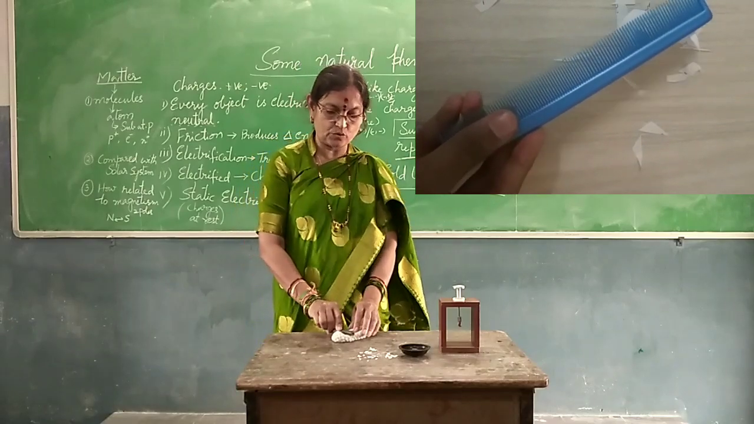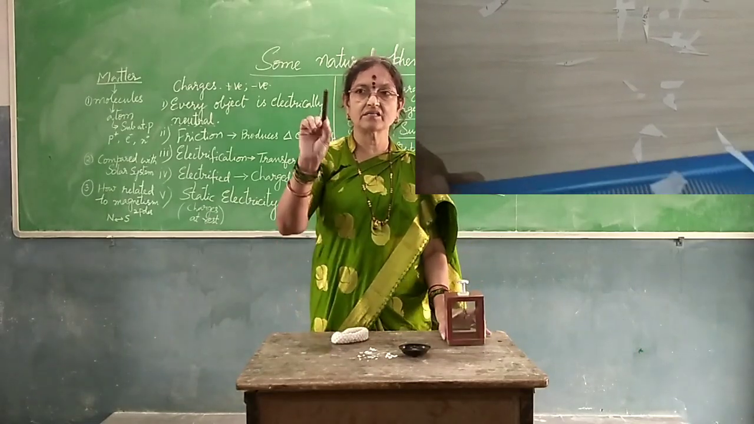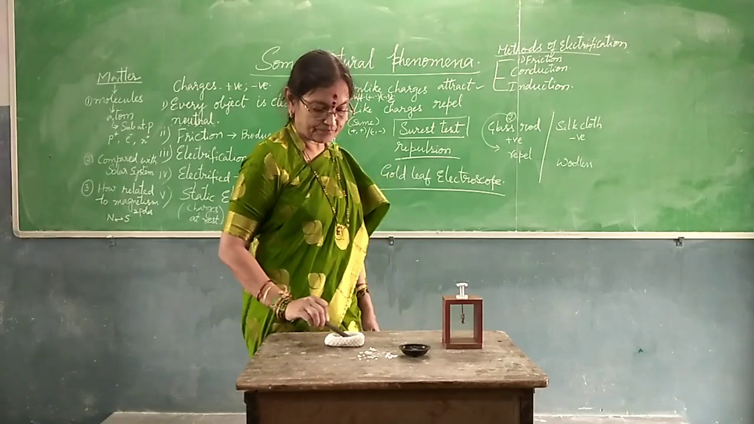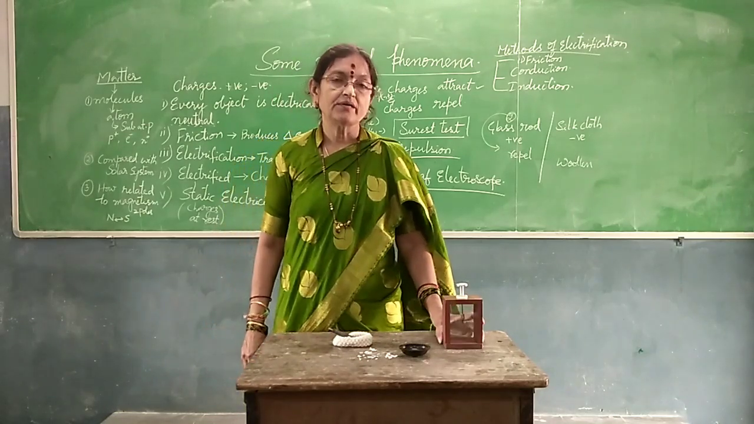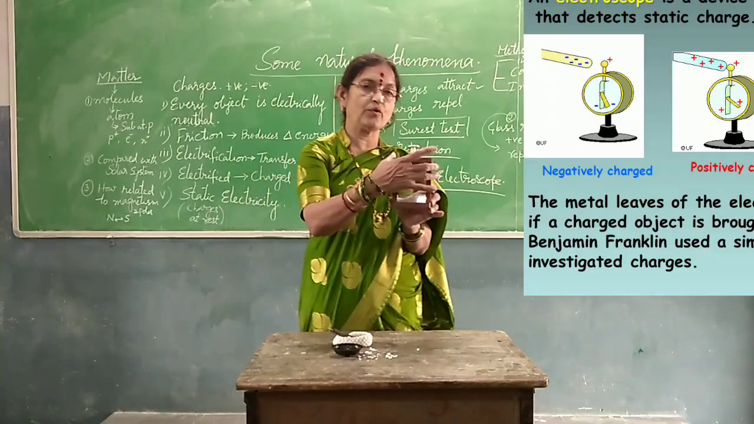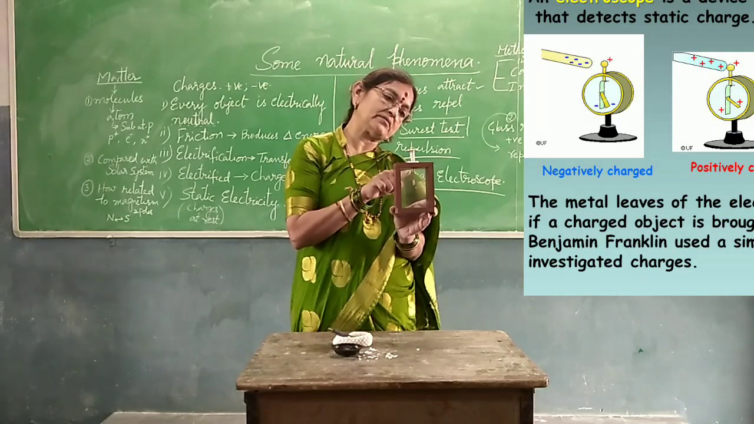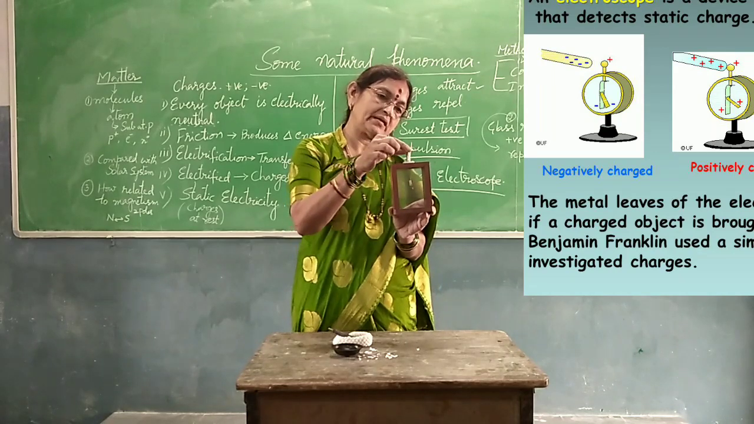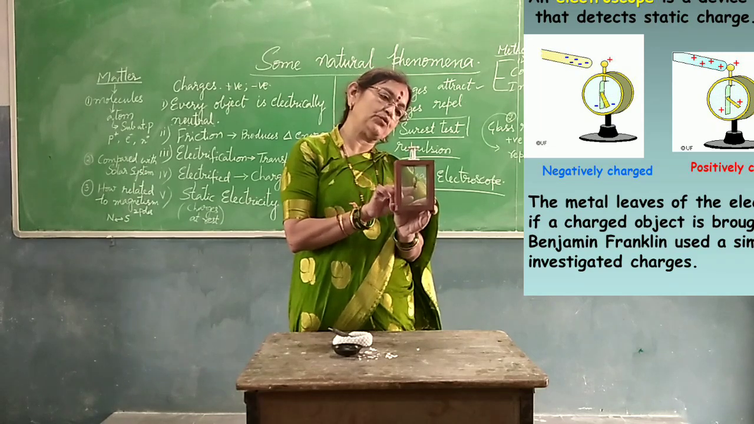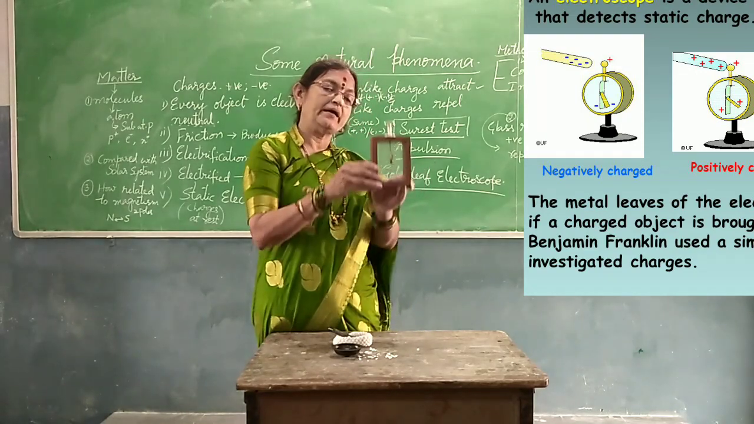Now with a gold leaf electroscope, we check whether this is charged or not. Why is this attraction coming? Whether a body is charged or not, to test it you will use a gold leaf electroscope. What does this gold leaf electroscope contain? A wooden box with glass mounted. Inside there is one metallic rod. There is a metallic knob fixed on the top of this box, and to this rod two thin gold foils, called gold leaves, are attached.